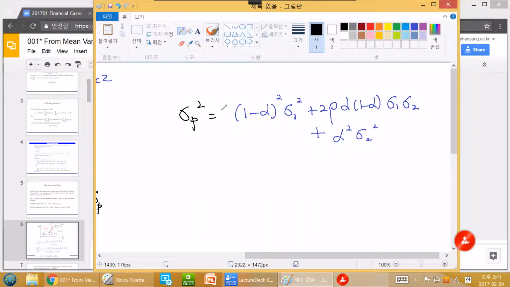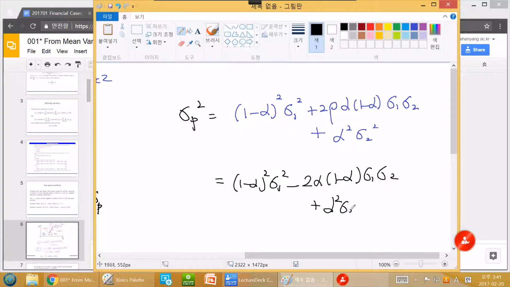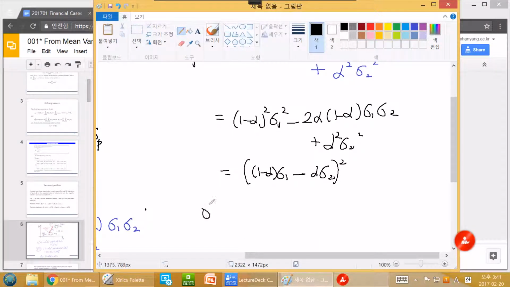This is sigma p square. And when rho is minus 1, it becomes simply (1 minus alpha) sigma 1 squared, minus 2 alpha (1 minus alpha) sigma 1 sigma 2, plus alpha squared sigma 2 squared. This is simply (1 minus alpha) sigma 1 minus alpha sigma 2, squared. So sigma p becomes simply (1 minus alpha) sigma 1 minus alpha sigma 2. And now it is possible to make it 0.